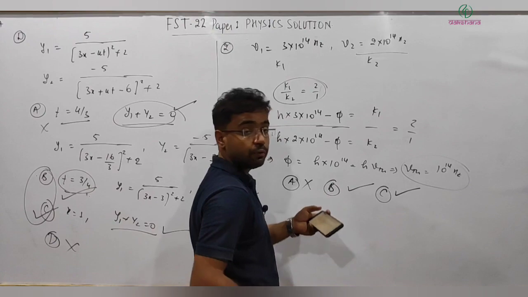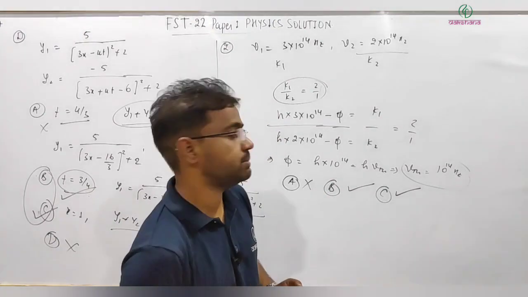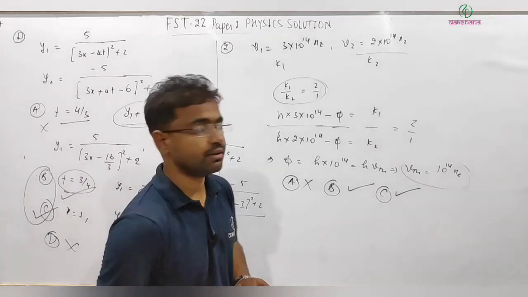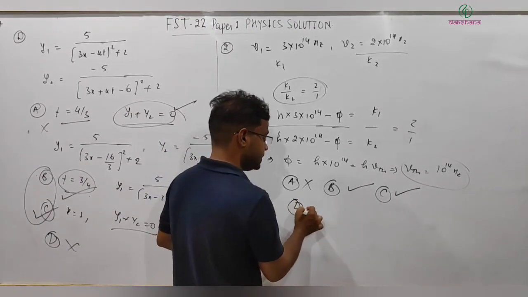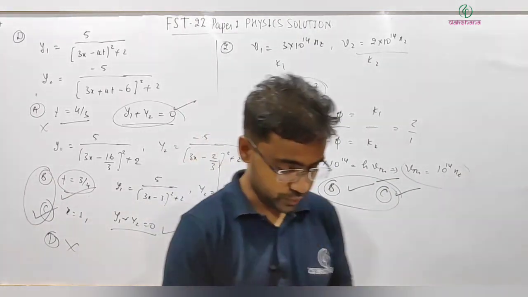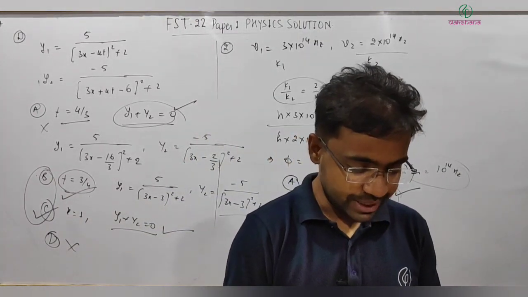And T1 4 by 5, that means 0.8 times, which is less than this frequency, so definitely we will not observe the photoelectric effect at point D, at frequency D also. So again B and C is the right option for question number 2. Let's talk about the next question, number 3.